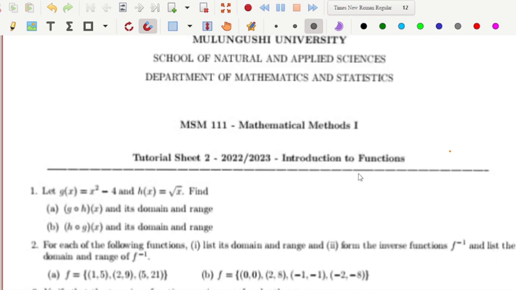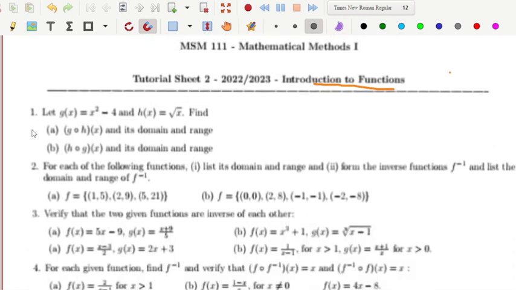So this is the introductory part of functions, as you can see here. I noticed when I was looking at these questions, they are not in a good order. What do I mean? I won't start answering with question 1, but I'll start with 2, then in that order, then I'll come back to 1. Because if I start with 1, there are certain things which you need to understand for you to have a better understanding of how you can answer question 1.